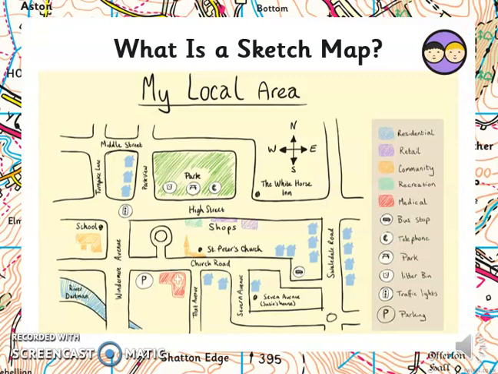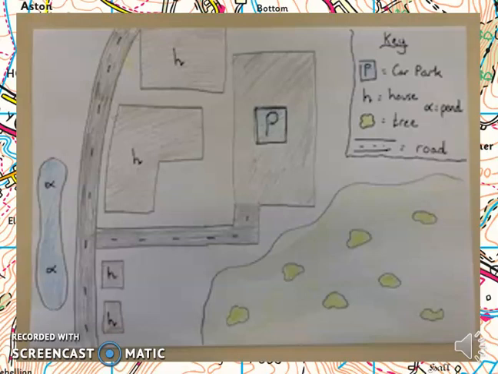So what we would like you to do for your geography task this week, we would like you to design your own sketch map. Now, your sketch map could be of somewhere where you live. So here is a sketch map that I've created for where I live. I've forgotten my title, so I'll need to add that in. But I use my colours to show different things.